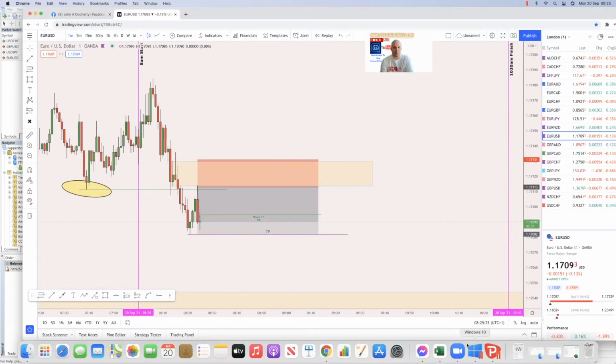It's coming back up. Come on, push to the TP, push to the TP. Let's see this grey turn all grey. Push.